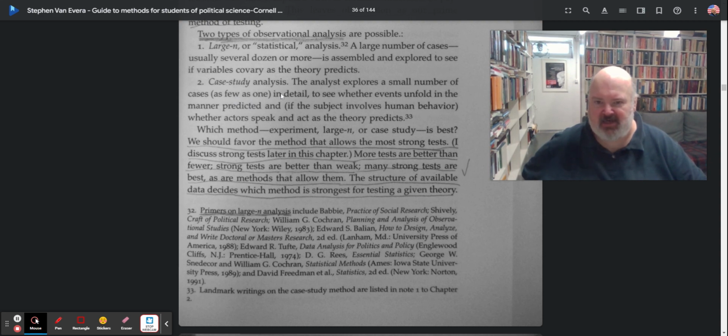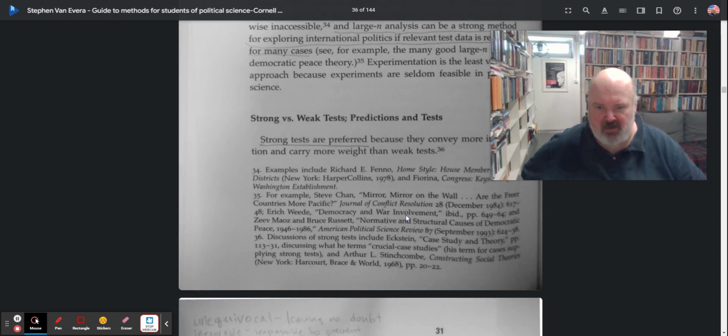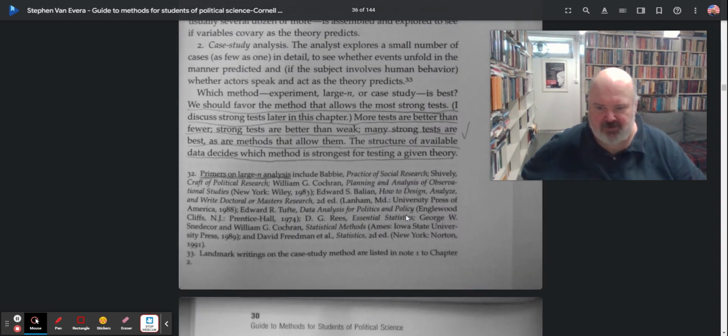Now it's two, case studies. The case study analysis. The analyst explores a small number of cases, as few as one, in detail, to see whether events unfold in the manner predicted, and if the subject involves human behavior, whether the actor speaks and acts as the theory predicts. Right. Landmark writings in the case study methods. See note 1 to chapter 2. Right. That's note 1 to chapter 2. It says right.